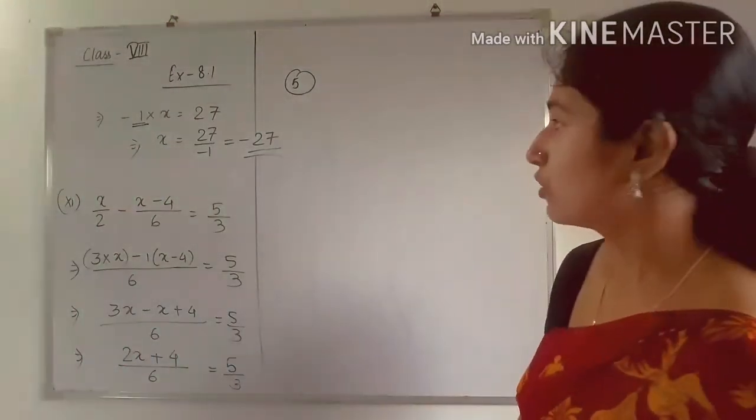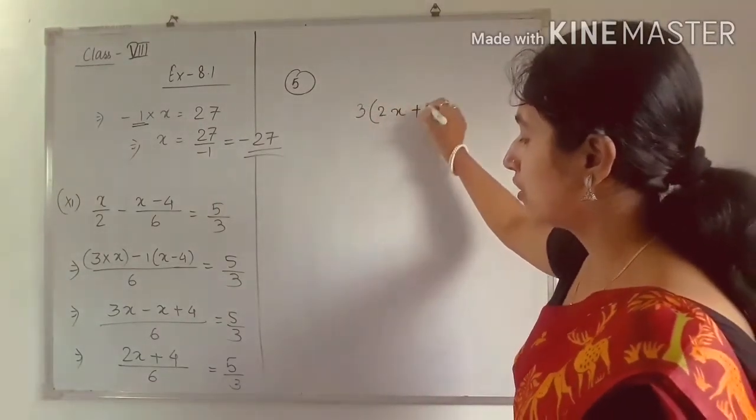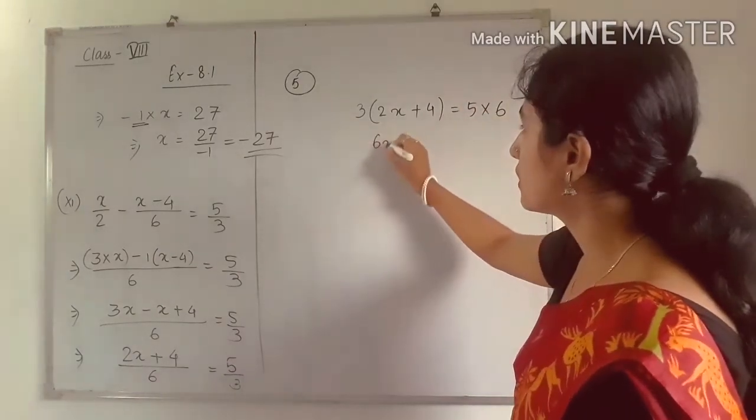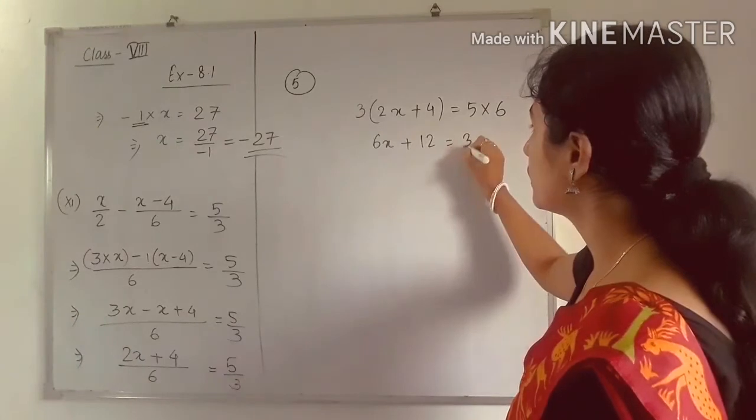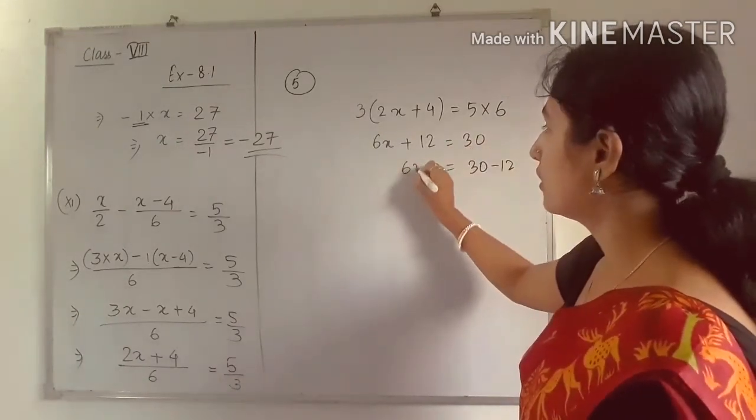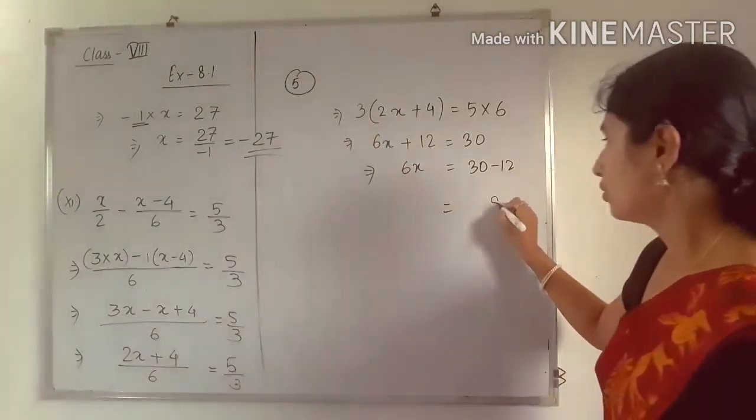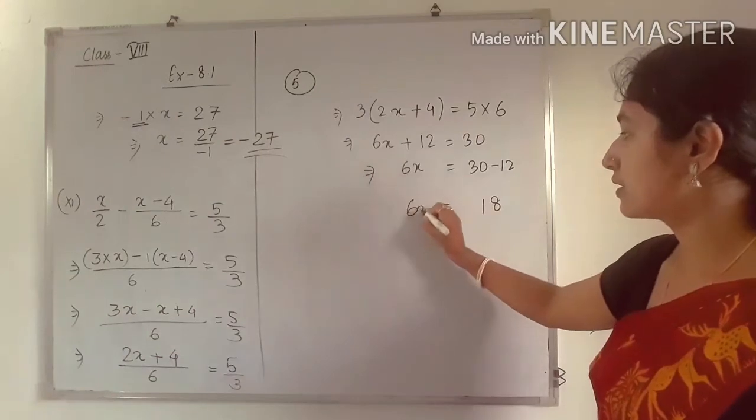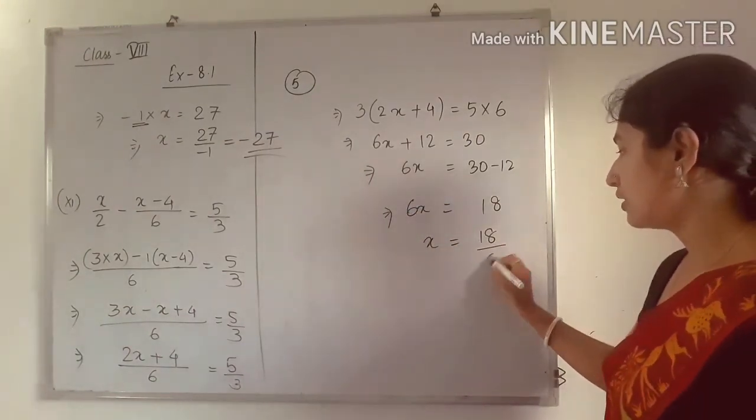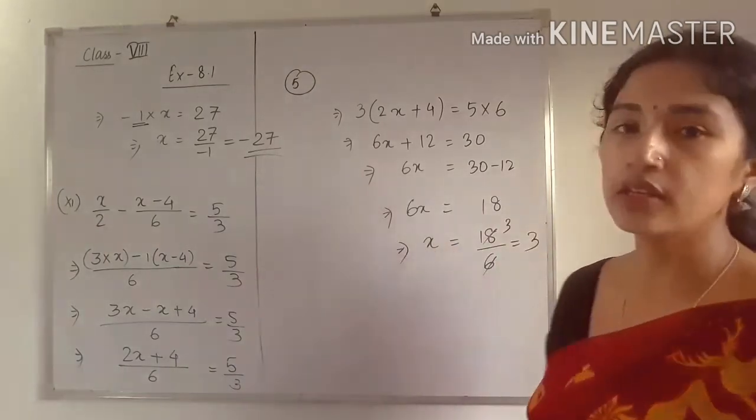So next step is you have to do cross multiplication. So this will be 3 into 2x plus 4 is equal to 5 into 6, that will be 30. So this is 6x plus 12 is equal to 30. So 30 minus 12, when 12 is transposed to that side. Okay. So this will be what? 18, and this is 6x. So when you transpose 6 to that side, it will get divided. So 18 divided by 6 will be what? 3. Okay, so the value of x is 3.